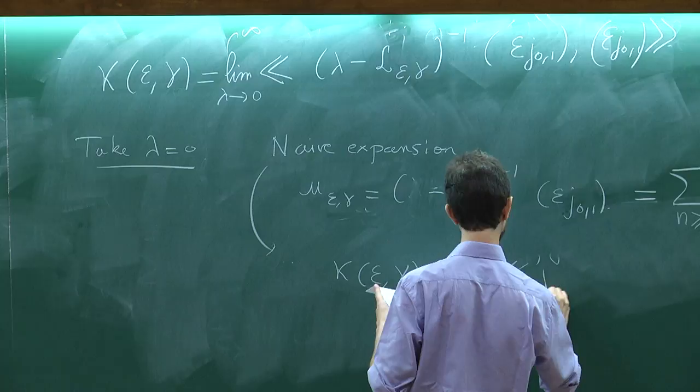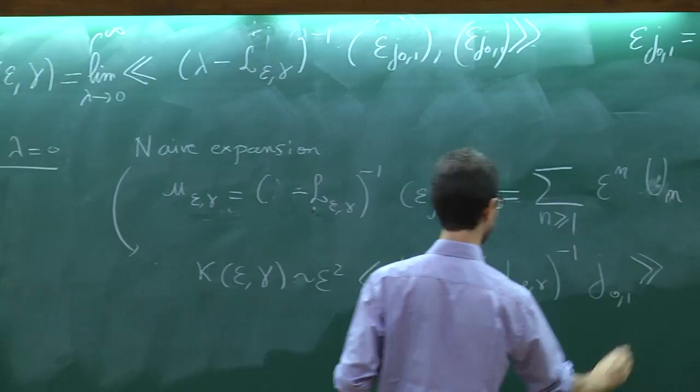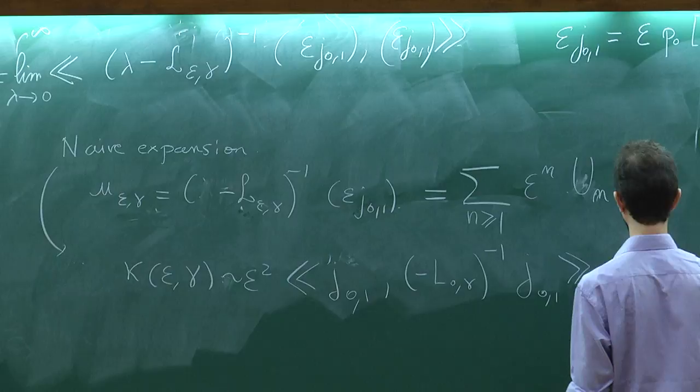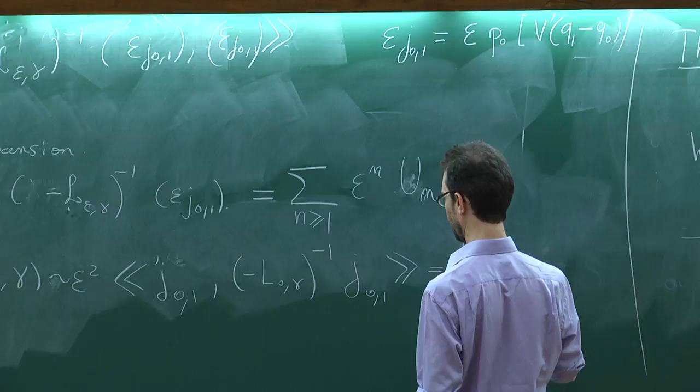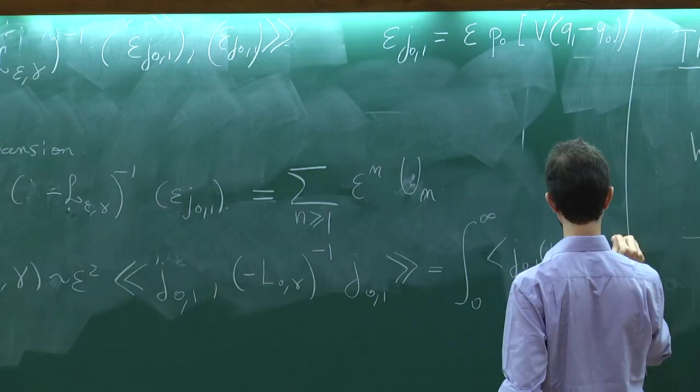G01 minus L0 gamma minus 1 G01. Okay, that you can also rewrite in terms of some time integral, like the integral from 0 to infinity of G01 t G01 0 with respect to the Gibbs measure beta dt.